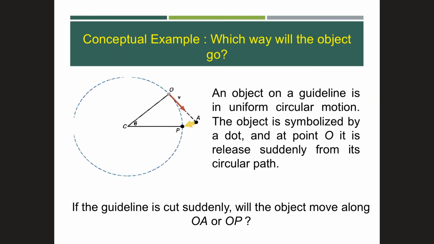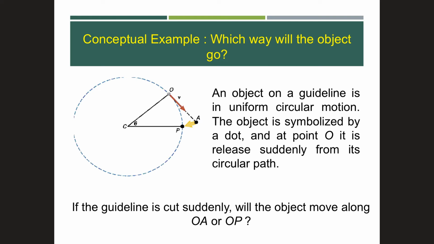Okay, so this is a conceptual example. An object on the guideline is in uniform circular motion. The object is symbolized by a dot, and at point O, it is released suddenly from its circular path. If the guideline is cut, which means that you didn't apply any tensional force over there, will the object move along OA or OP? Like I mentioned before, the centrifugal force doesn't exist.